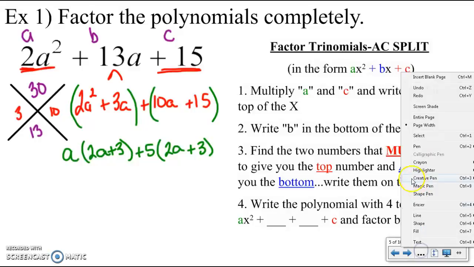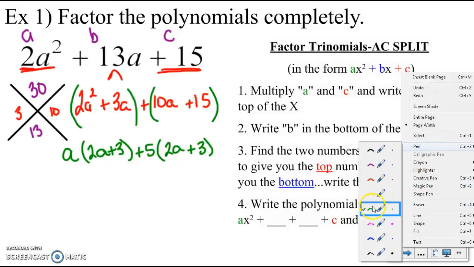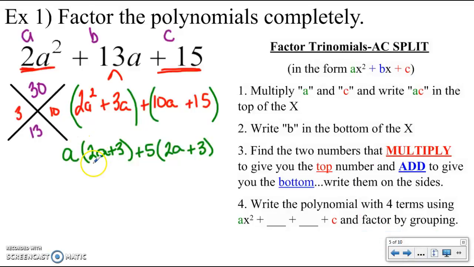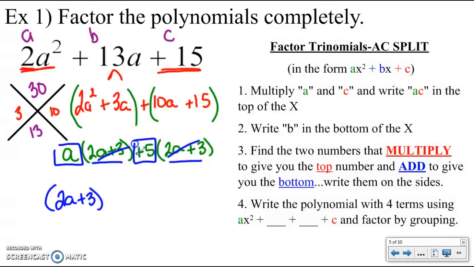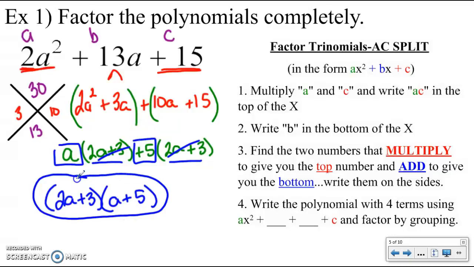So think back to last week when we did this, and our goal was to make sure that these 2 groups match. If they do, we pull them out front, pull one out front. Okay, so if I do that, took care of those, I am left with a plus 5 for my second group. Okay, so this here is my factor form. Let's do a couple more.